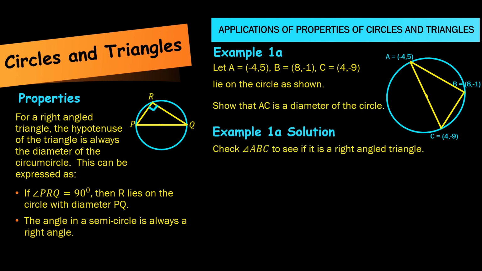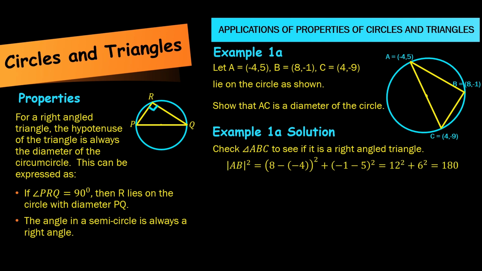So let's solve this. First, we're going to check that the triangle ABC is a right-angled triangle. Now, the length of one side, mod AB, all squared, is equal to (8 - -4) all squared, plus (-1 - 5) all squared. This gives us 12 squared plus 6 squared, which is equal to 180.